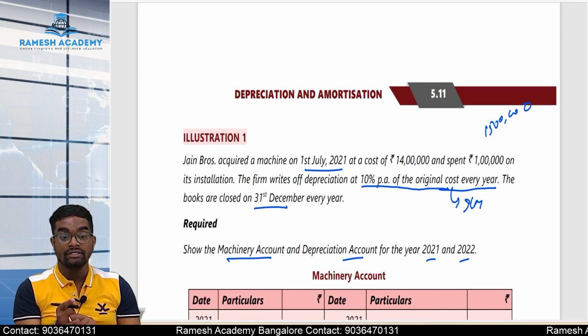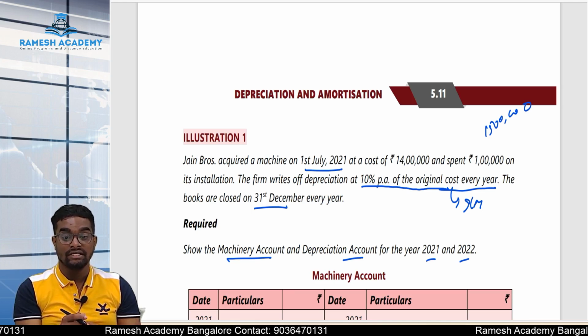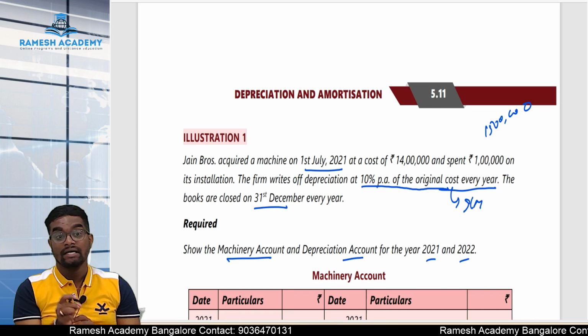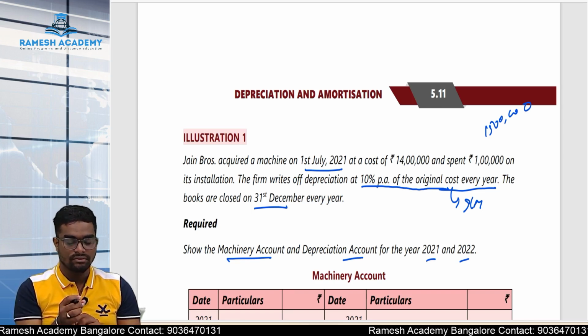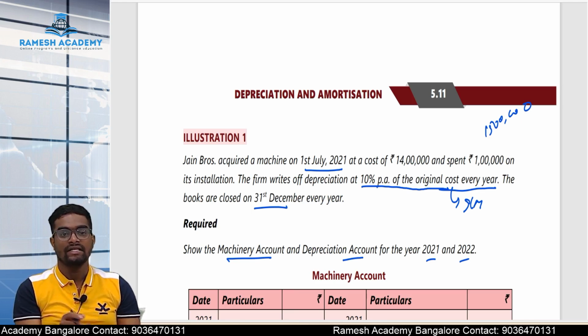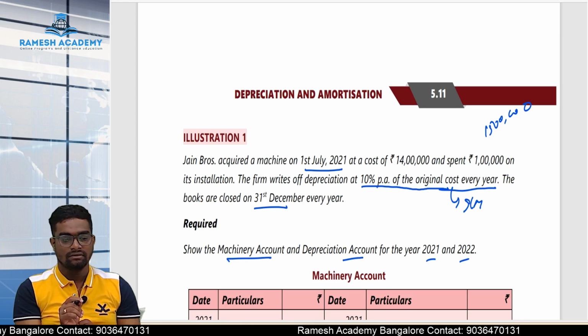Then we have to reduce the depreciation for first 6 months. What is that? Depreciation account to machinery, which will be 15 lakh into 10% into 6 months, which is 75,000 for first year. Then we'll get the balance. Then we have to do it for second year. Okay, shall we start?